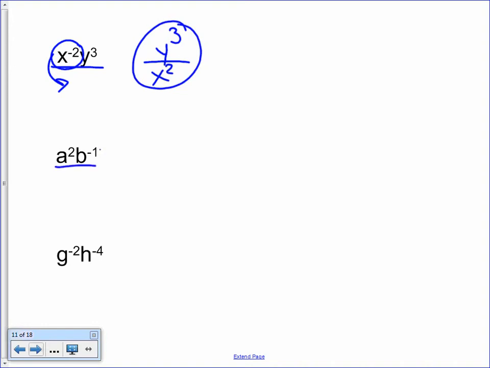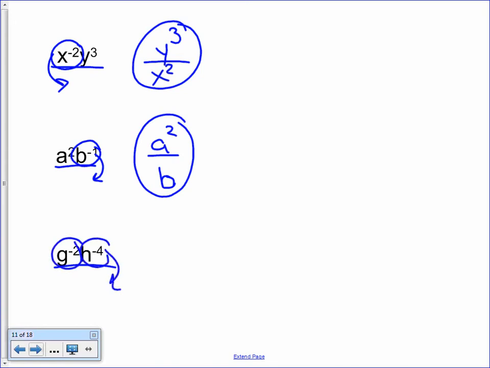So right here, I'm only going to move the b. So a squared is left on top, and b to the 1, or you don't really even need that 1. It can just be a b on the bottom, which is preferred. G to the negative 2, h to the negative 4th. Now they both have a negative exponent, so I actually do need to move both of them. So g to the second power and h to the 4th power is going to go on the bottom. Now I don't have anything left on top, so I'm just going to leave that as a 1.